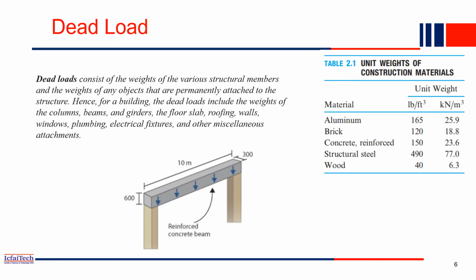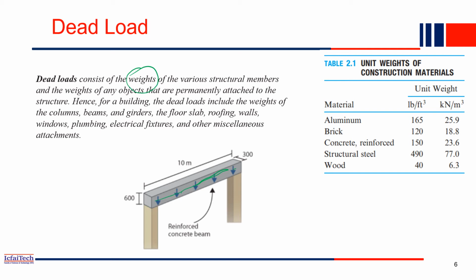So now we'll discuss the different loads as we mentioned in the first slide. Dead load, I have already mentioned, is the self weight of the structure. If this is a beam, the beam has its own weight, which is acting downward. That weight we call dead load. So dead load is basically nothing but the weight of the structure itself.